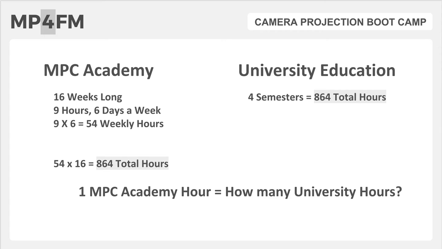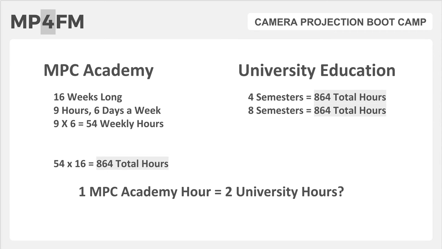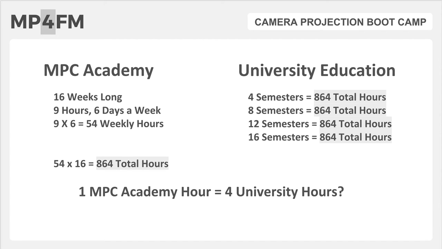But the question is, one MPC hour, how many university hours does that equal? Is it two university hours? So one MPC hour equals two university hours. So our four semesters turns into eight semesters. So it doubles at that point. Is it three university hours? Then it goes up to 12. And is it four? Does it go up to 16? So now we're up at 16 semesters.